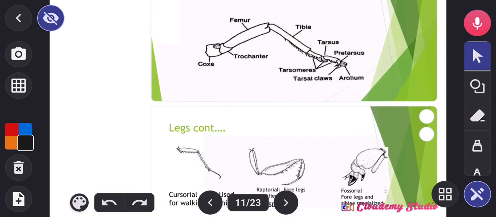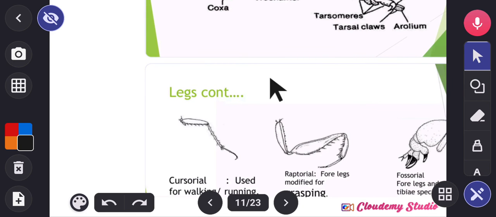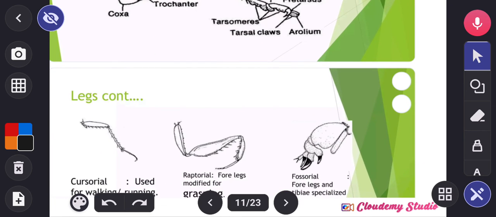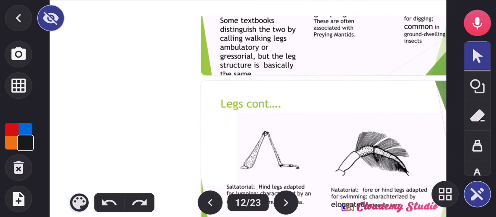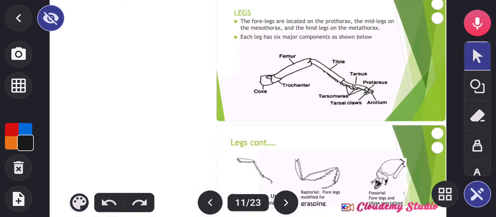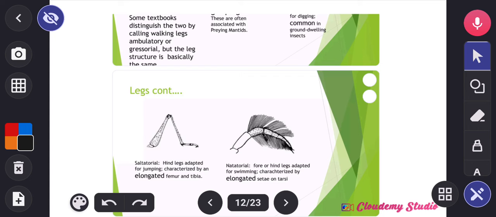Now we have different types of legs. We have the cursorial leg, the raptorial legs, and the fossorial legs. You understand? The cursorial leg is used for walking and running. The raptorial leg is used for grasping. And the fossorial leg is highly specialized for digging the floor. The raptorial leg is mostly found in praying mantids. This one is found in ground dwelling insects, those that go deep into the ground.